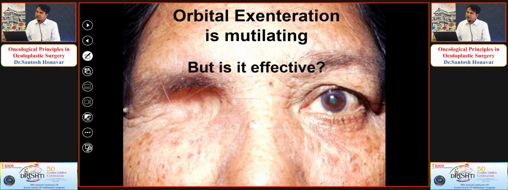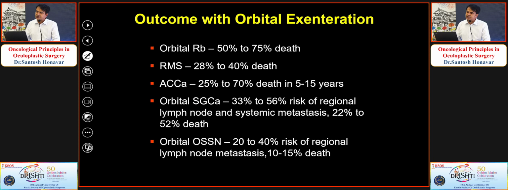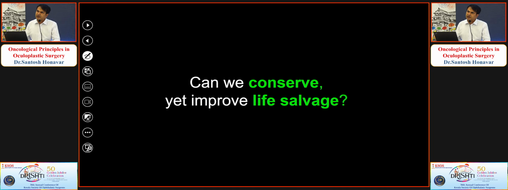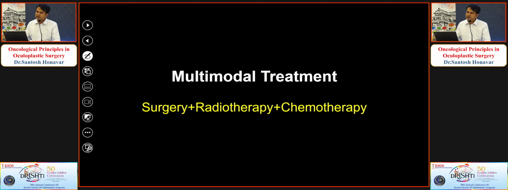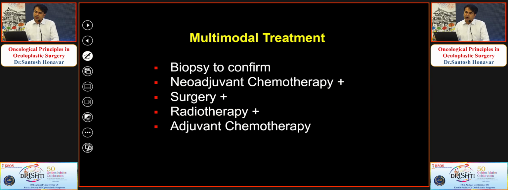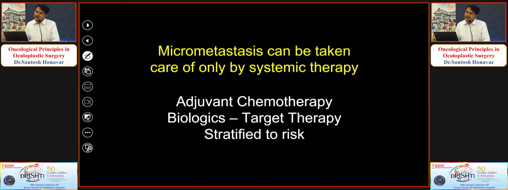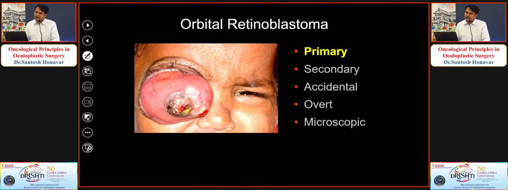Finally, about multimodal treatment. There are situations where orbital excenteration may be your primary choice of management, but that results in very high mortality. So in such situations, you may want to conserve the eye, you may not want to conserve the eye, but you have to employ surgery, radiation, and chemotherapy, all the modalities. Here the steps are that we have to do biopsy to confirm the diagnosis, then provide adjuvant chemotherapy, biologicals if required, and stratify the risk, and finally treat the patient.